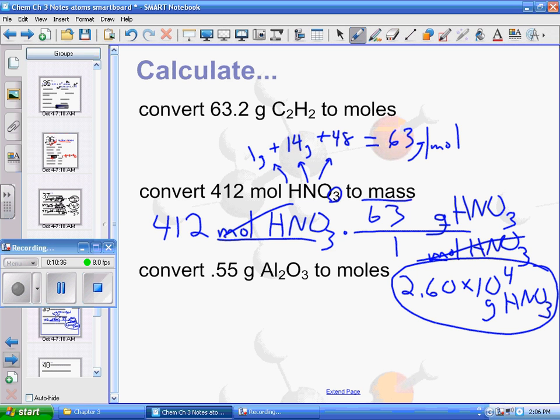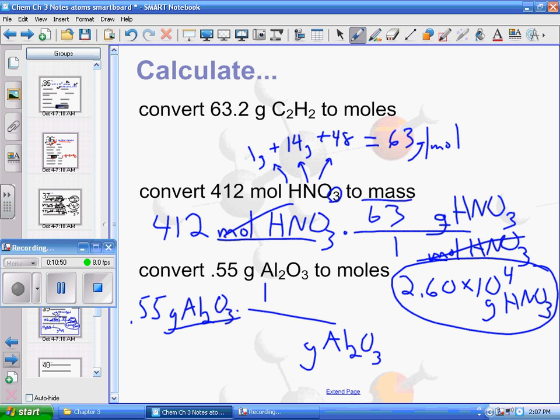Let me try this one right here. Converting 0.55 grams of Al2O3. All right, match them up. Grams of Al2O3 on the top, so it better go on the bottom. 1 mole of Al2O3 always on top.